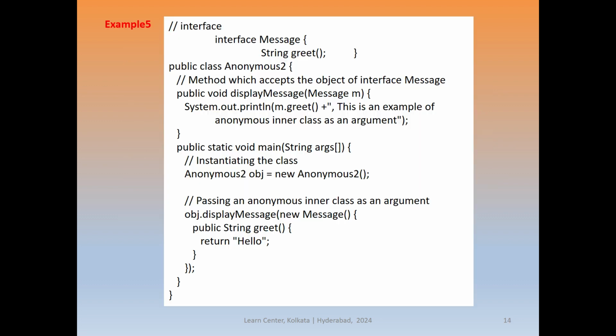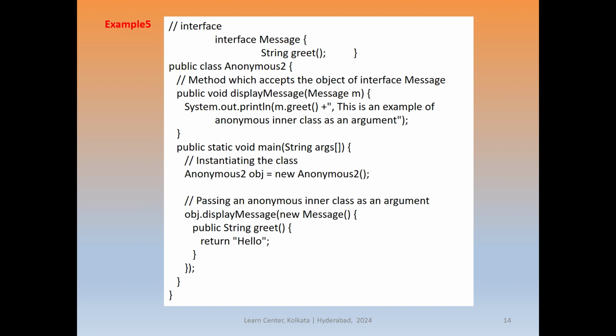Showing you one example. In this example, I have an interface named Message, and it contains a method signature named greet, whose return type is String. And after that, I have a class called Anonymous2, which has a method named displayMessage, which accepts an instance of the interface. And after that, it will print some value.